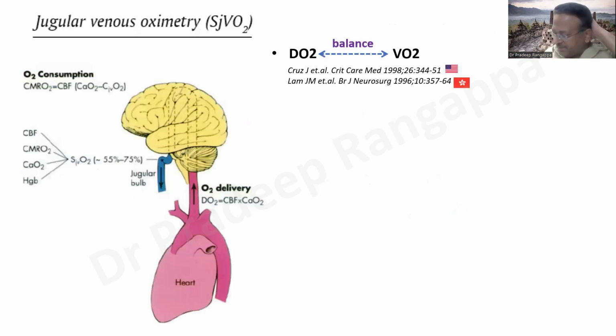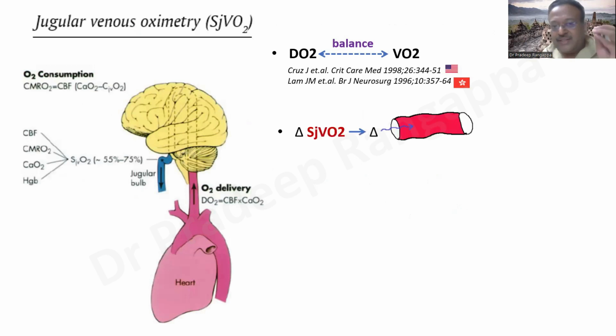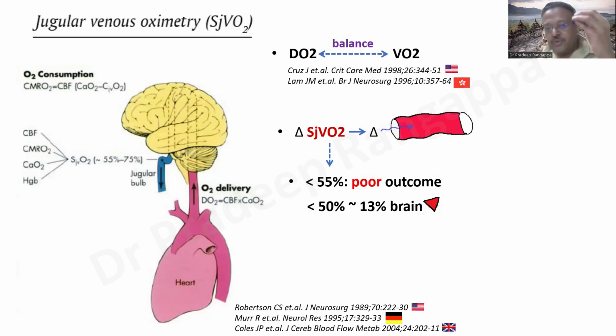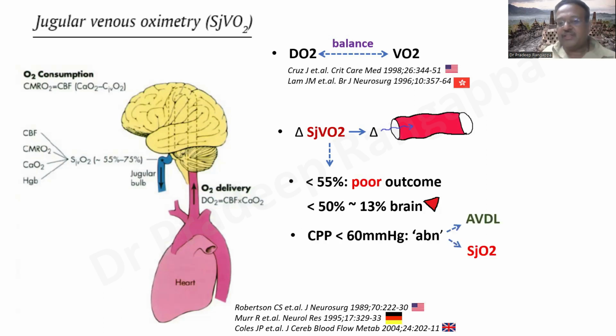So very quickly, in the next 2-3 minutes, I think I have 1 or 2 minutes. So, jugular venous pulse oximetry. This looks at the balance between oxygen delivery and oxygen consumption, and the changes in the jugular venous oxygen saturation correlate with the cerebral blood flow. And the number to remember is less than 55%. It indicates that there is reduced cerebral blood flow, and it is associated with poor outcome. If jugular venous saturation is less than 50%, it indicates that 13% of the brain is ischemic.